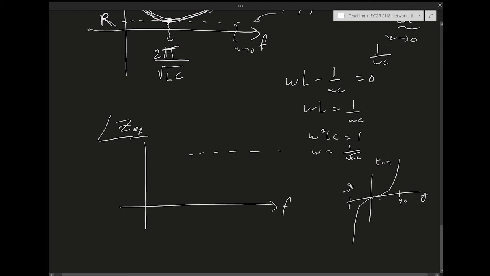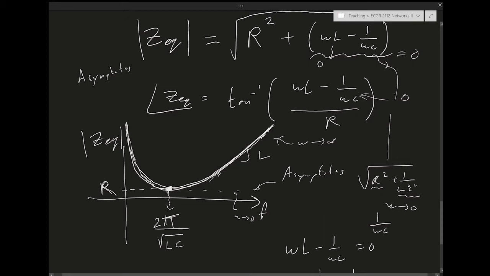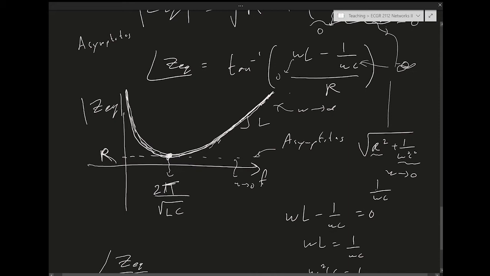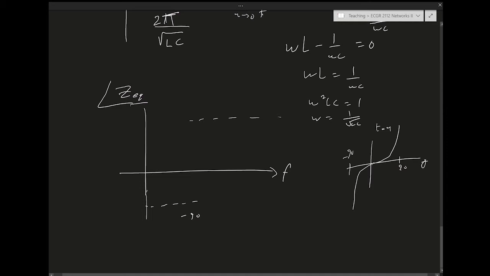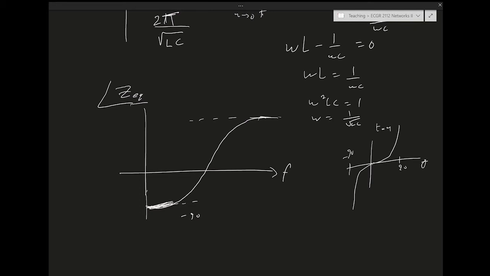What about low frequencies? Well, this 1 over omega C is approaching minus infinity, and this is approaching zero. So the angle that has a tangent of minus infinity is minus 90 degrees. So the asymptote for low frequencies is minus 90 degrees. So the phase frequency response is going to look something like this. It's going to match those asymptotes at low frequencies and at high frequencies, but then those two curves need to meet somewhere, so they're going to look like this. So this is what the phase response is going to look like. Notice that we did not do any exact numbers. We just intuitively figured out the shapes of the curves.